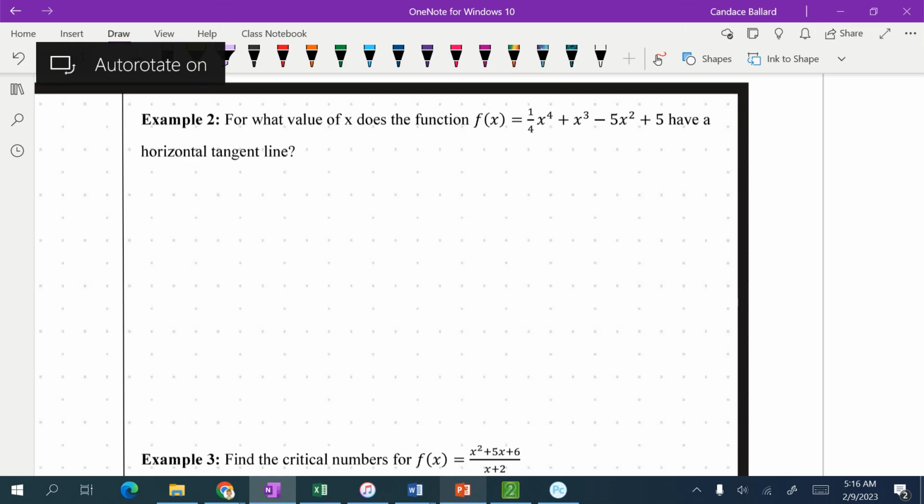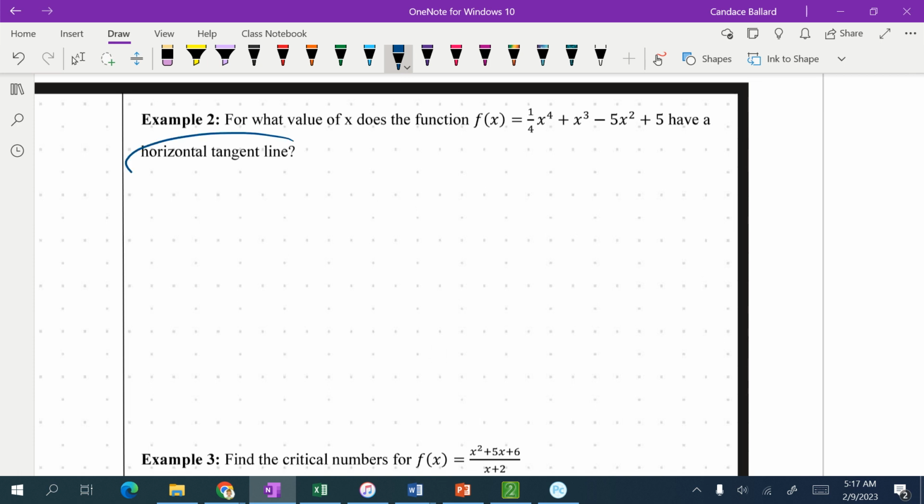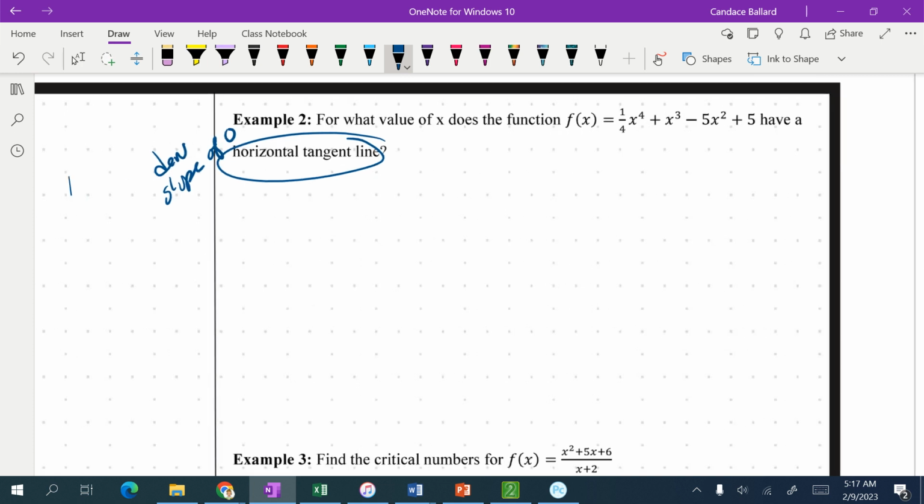We're continuing topic 5.2, and we're looking at example 2 in this video. For what value of x does the function f of x equals 1/4 x to the fourth plus x cubed minus 5x squared plus 5 have a horizontal tangent line? Remember, horizontal tangent line is where your derivative has a slope of 0. Remember, you've got your function, horizontal tangent line, slope equals 0 there. So I know I've got to take the derivative and set it equal to 0, exactly the same as finding critical numbers.